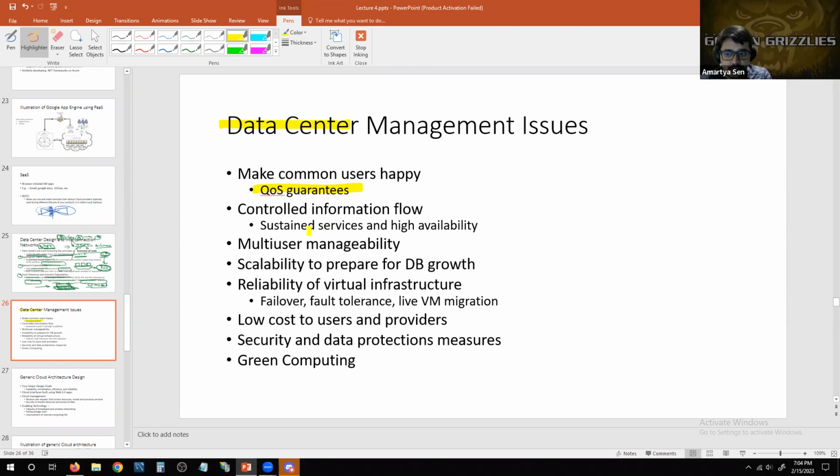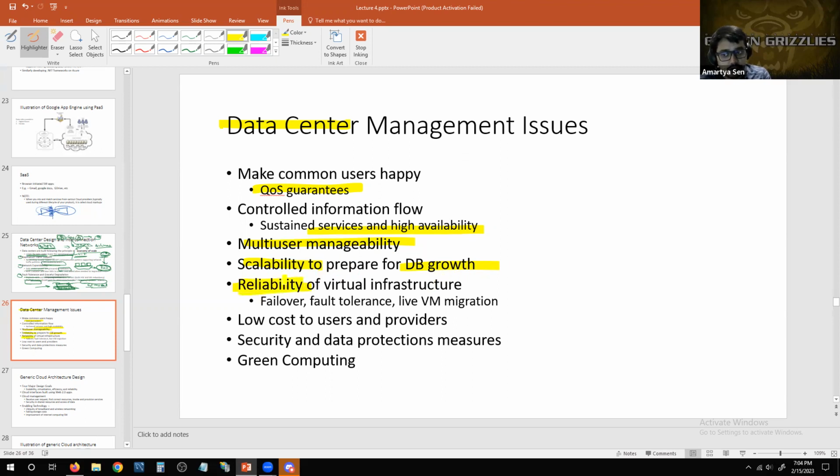You would also have to sustain your services. That means we're talking about availability in general. How do you give those QoS guarantees? How do you maintain availability? How do you manage multiple users? And this is directly related to the concept of multi-tenancy. How do you scale up, right? Not just with respect to the infrastructure of your computing resources, but let's say if you have to grow your database as well, then how do you define the policies which are going to dictate the scalability of these different resources that are present, right?